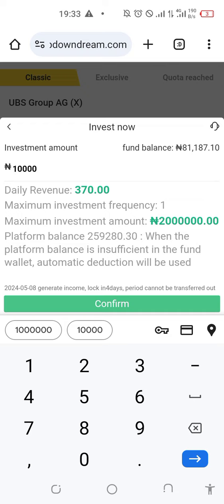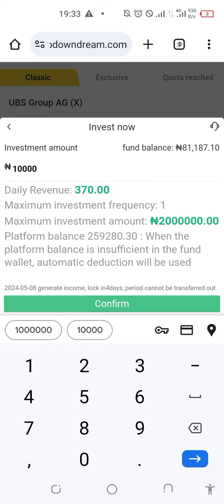It's saying that the maximum investment frequency is 1, meaning that you can only invest one time. Once it gets to 100%, it has to start all over again before you can invest again. That's what it's simply saying. So with this one, you can only invest one time.